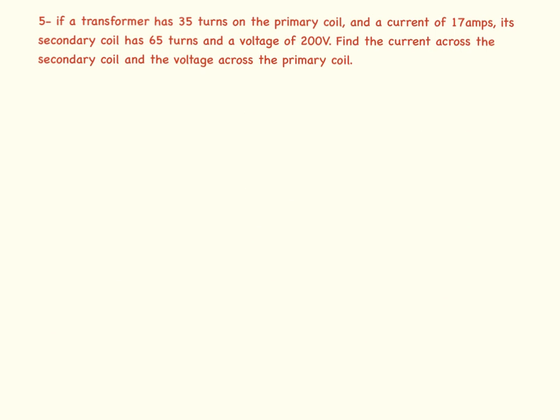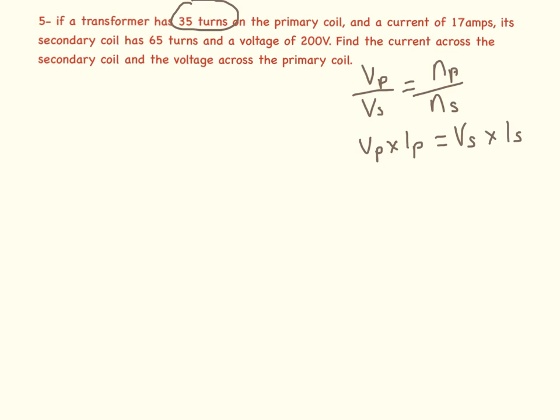So there are going to be 2 equations we're going to be using for this. Vp over Vs equals Np over Ns, and that Vp times Ip is equal to Vs times Is. Quite a lot of maths going on. This is quite a tricky question because it involves you doing several things. So let's just go through the question and work out what we've got.